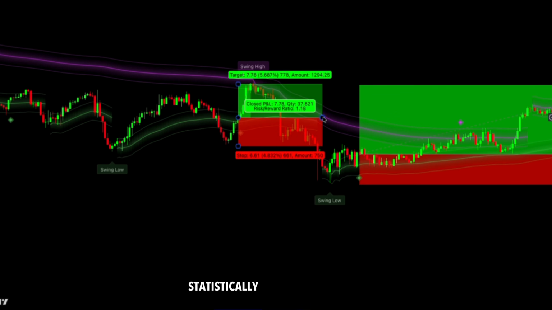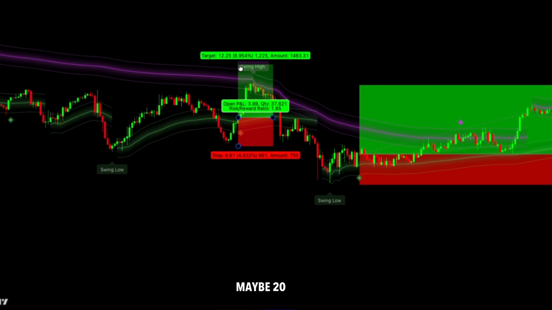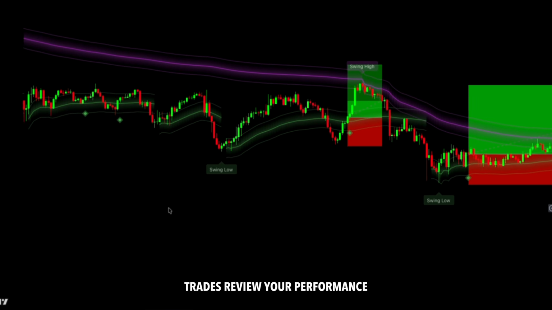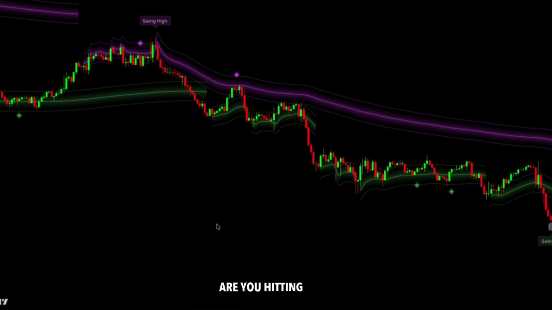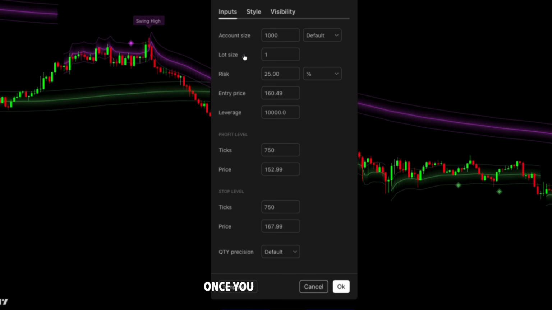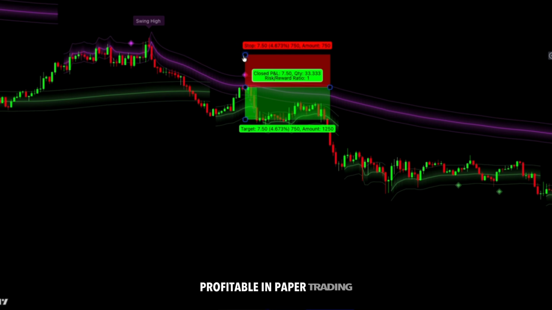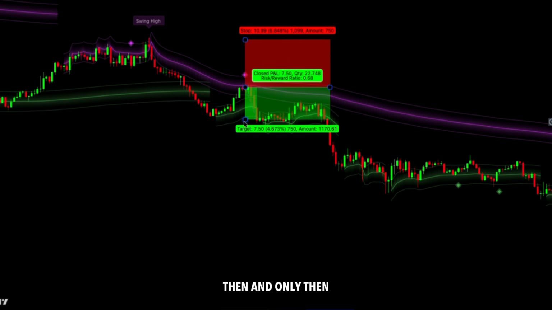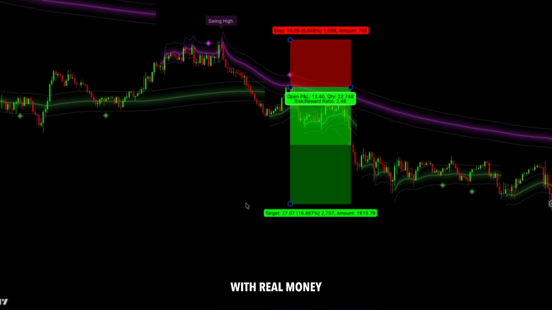After you have a statistically significant sample, maybe 20 to 30 trades, review your performance. Are you hitting your risk-reward targets? What is your win rate? Where are you making mistakes? Once you are consistently profitable in paper trading, then and only then should you start trading with real money.